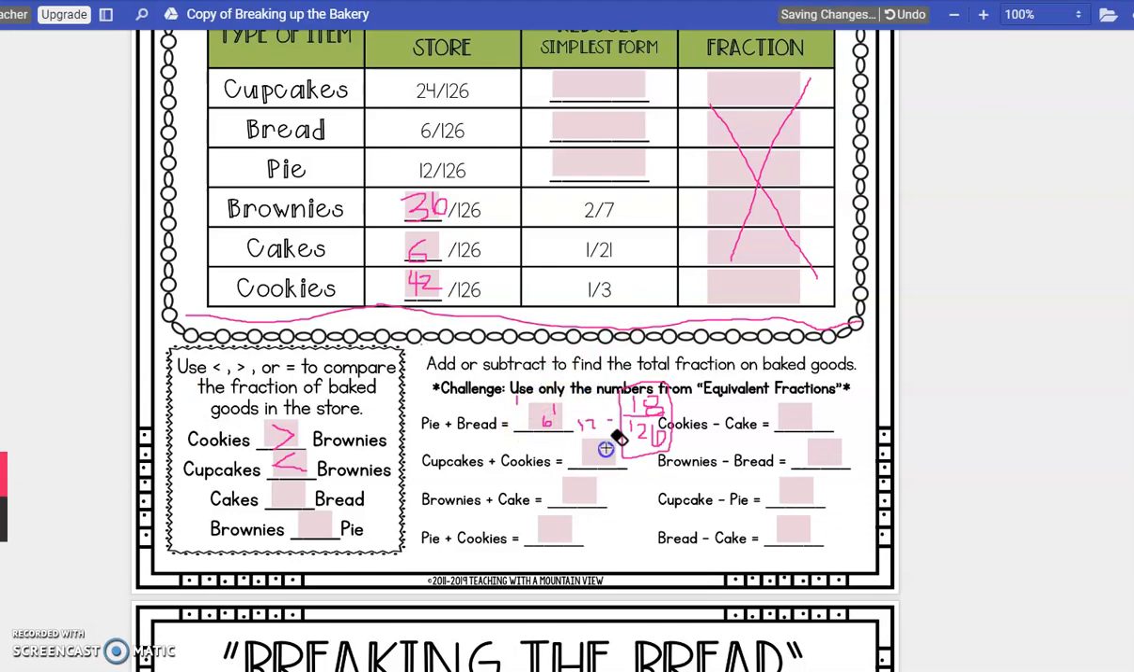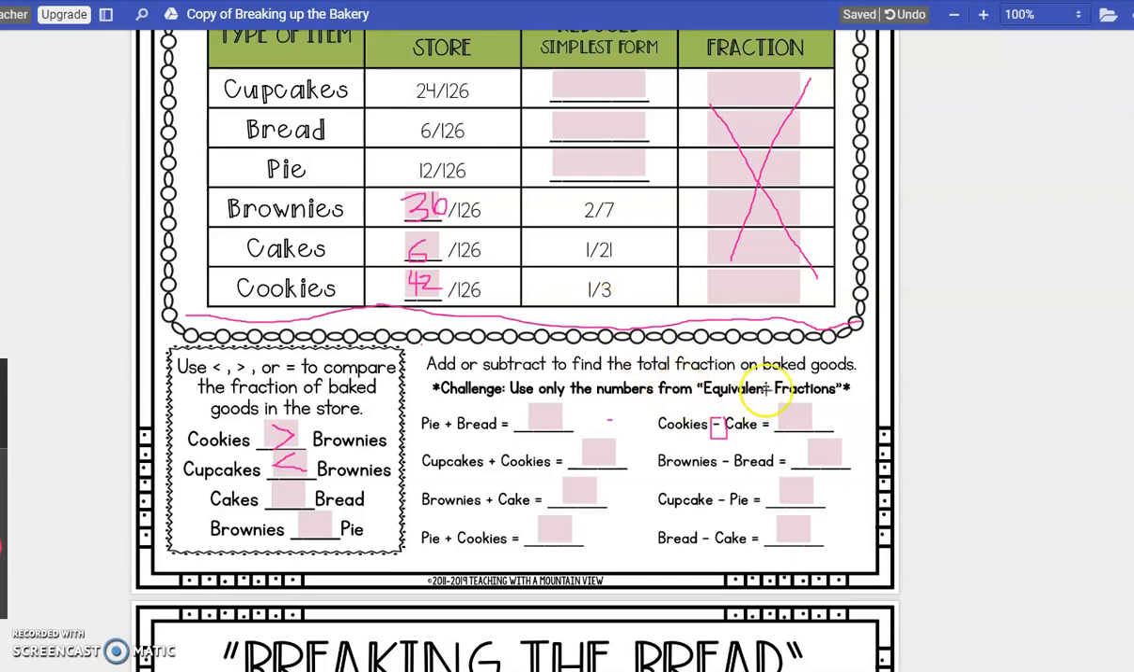All right, now I need to do one with you over here in this column, and I want you to look at the operation. So here we're going to be subtracting. Same thing, your denominator must be the same. So I'm going to look, 126 for cookies and cakes. Yep, 126. So now when I subtract, I know that I need to have the bigger number on top so that I don't end up with a negative number.